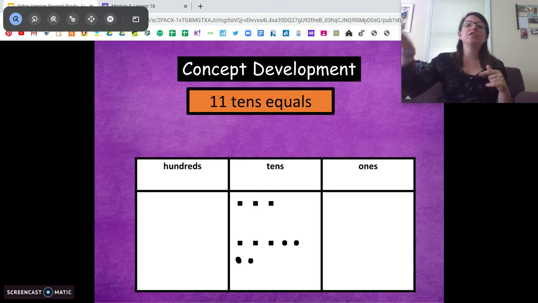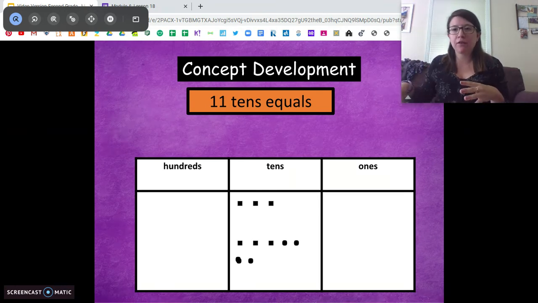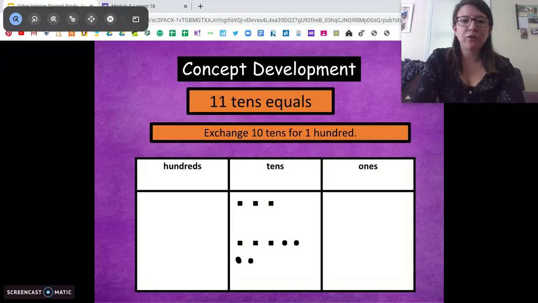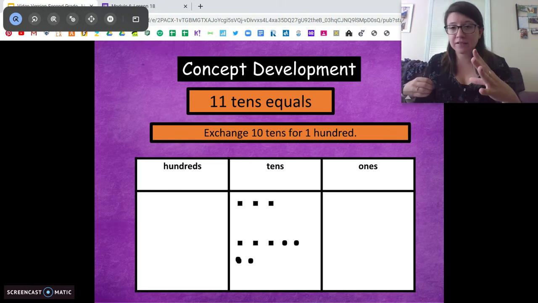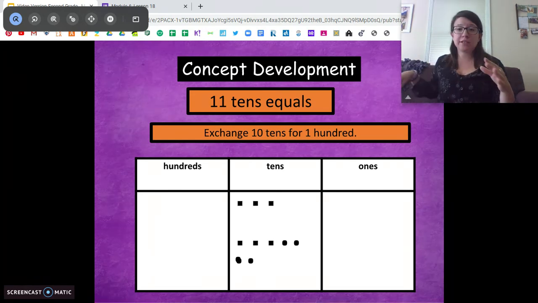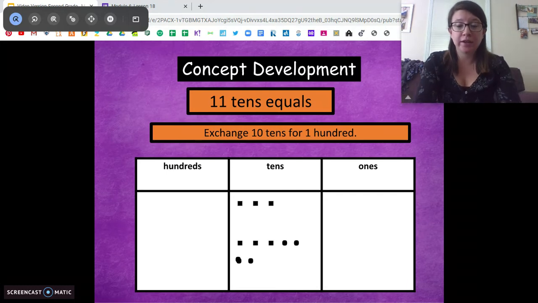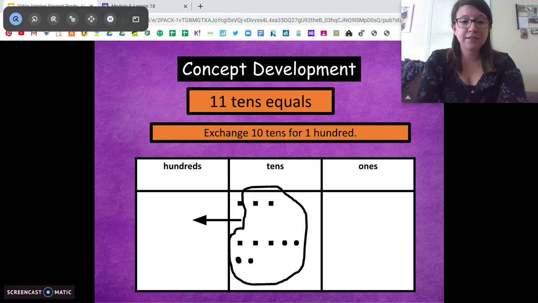How many do we need to circle, or how many do we need to take off our place value chart to move over to make it 100? 10. Beautiful. So we're going to take 10 tens. I'm going to circle them on my thing. You can just take them off, and then you're going to put a chip in the hundreds place because we're going to exchange the 10 tens for 100. So there are my 10 tens, and I'm going to put 100 there.